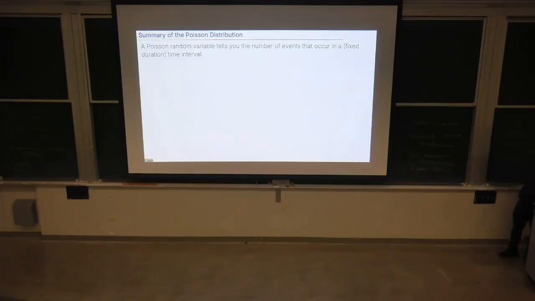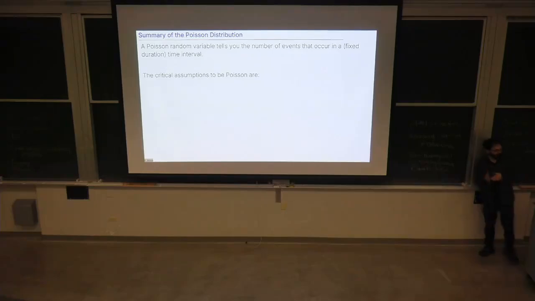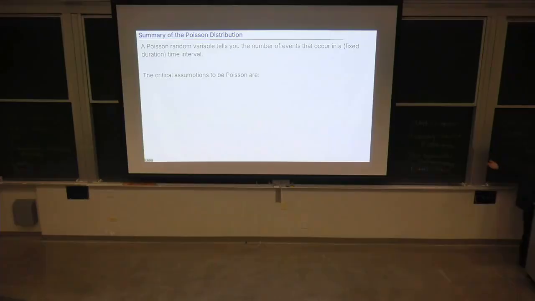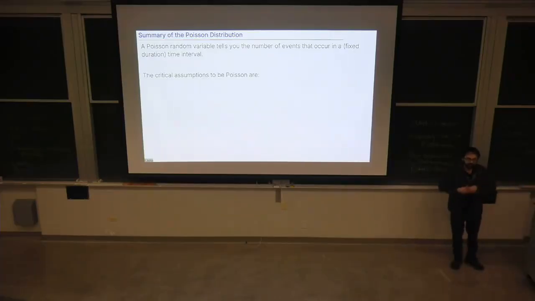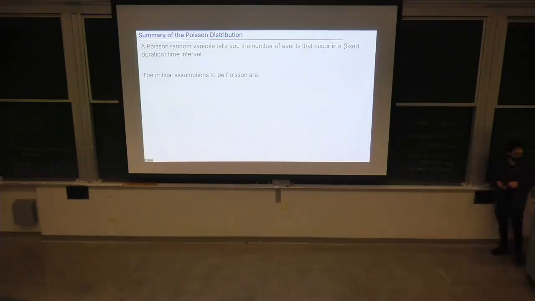So to summarize this little distribution, the Poisson random variable tells you the number of events that occur in some fixed duration time interval. I picked a minute. It could be an hour, whatever. But the key thing is that whatever your units of lambda are, that's what your Poisson is telling you, when you have the probability of a specific number of events per unit time for that random variable.